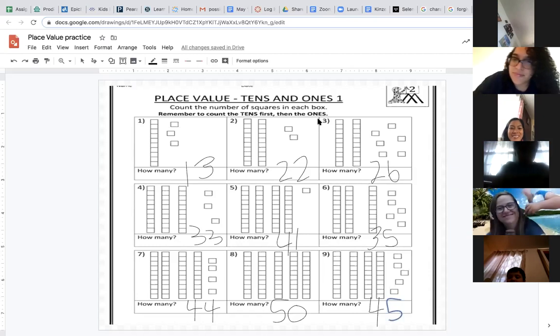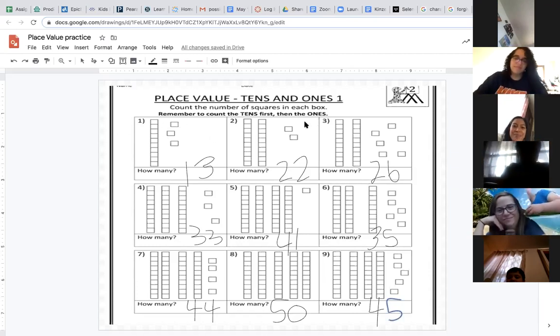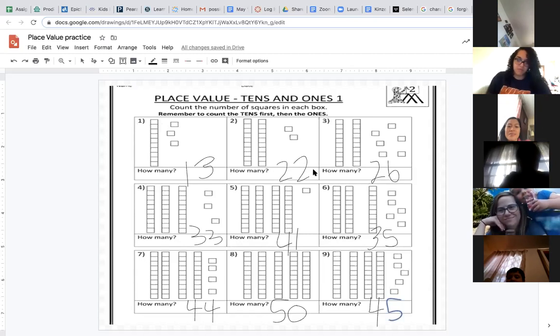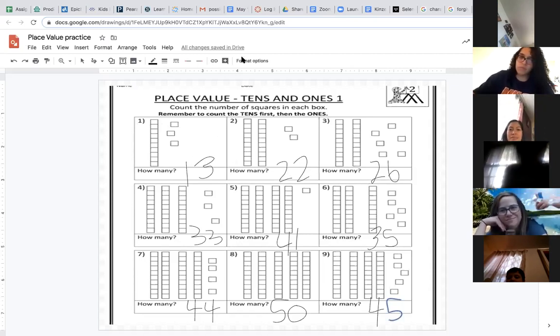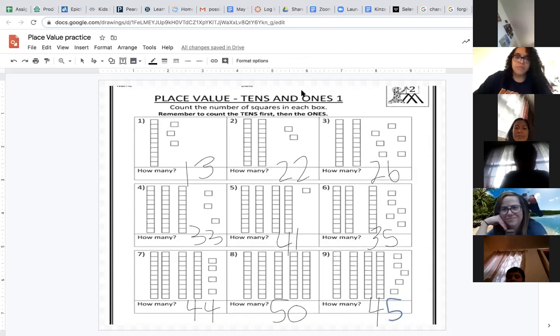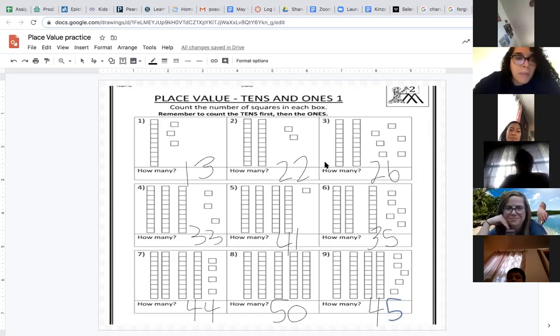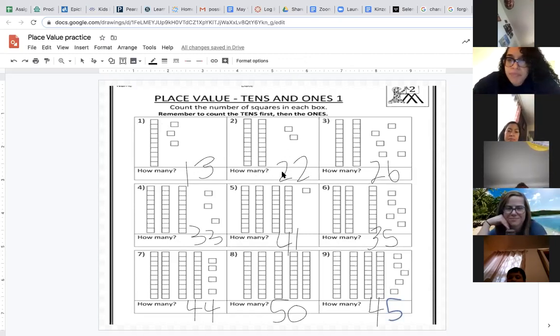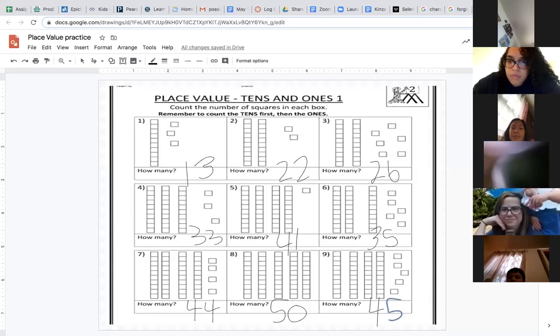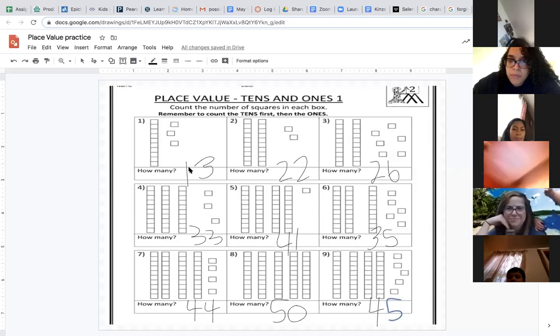Good job. Now listen, with these numbers that we have on our worksheet, 13 and 22, I want you all to tell me which one is greater. Compare the numbers 13 and 22. We can look at these two numbers by looking at the number of tens and the number of ones. And I'm going to do 13 and 22 with you all.